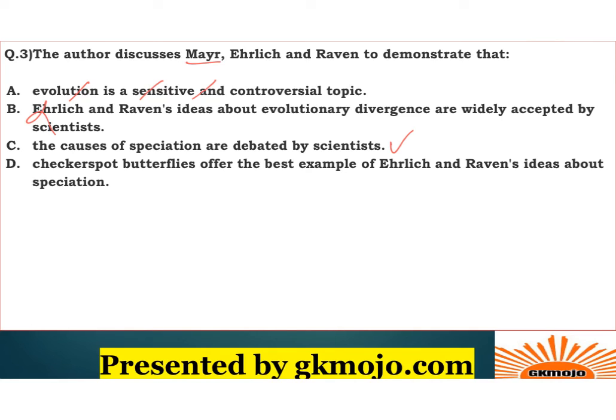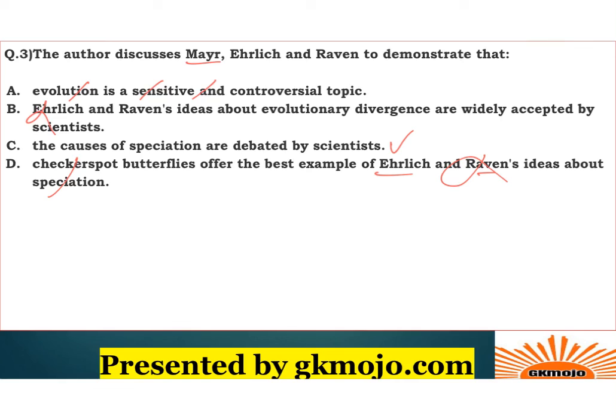Let us see option number D. Checkerspot butterflies offer the best example of Ehrlich and Raven's idea about, again, this is only talking about these 2 people, not Mayer. Hence eliminated, right? So option elimination was possible over here. 3 options were very easy to eliminate, right? Also the passage does not describe evolution as sensitive and controversial, right? So we could easily eliminate option number A.